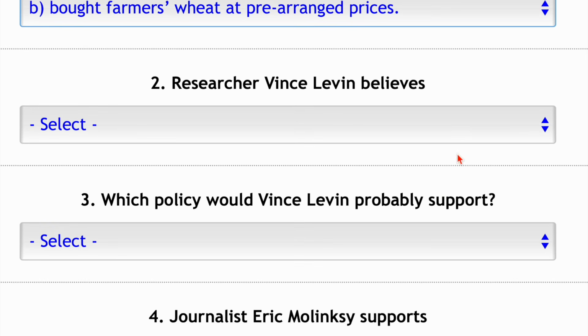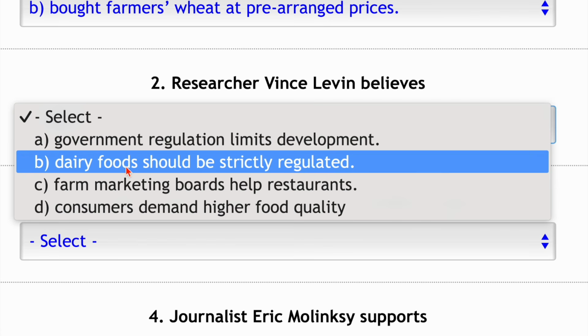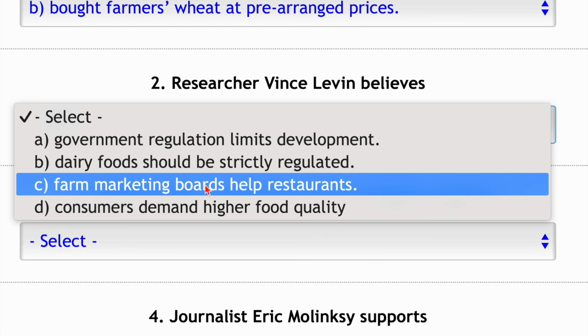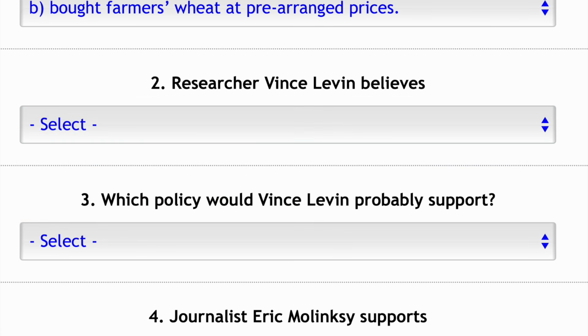Researcher Vince Levine believes government limits or restricts or prohibits or controls development. Dairy food should be strictly regulated. I don't think it's regulated, strongly controlled. I don't think so because he disagreed with government regulation. Farm marketing boards help restaurants. I think I heard the opposite. Consumers demand higher food quality. Not that one. I don't think so.